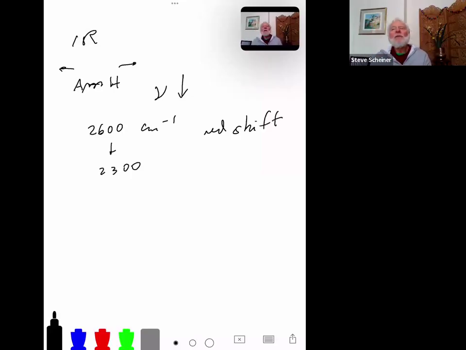So if you find a red shift of this AH stretching frequency, that's a clear indicator that you have a hydrogen bond. It turns out that the magnitude of the red shift is proportional to the energy of the hydrogen bond. That is frequently called the Badger-Bauer rule. It's not exactly strict, but the larger the red shift, the stronger the hydrogen bond.